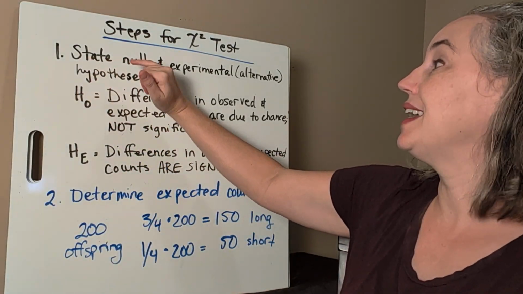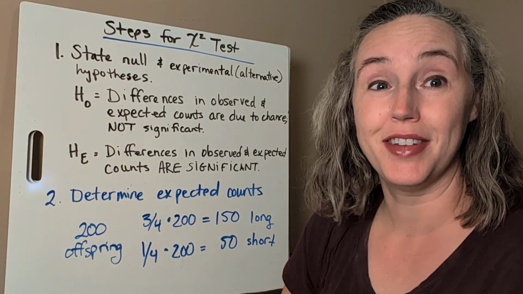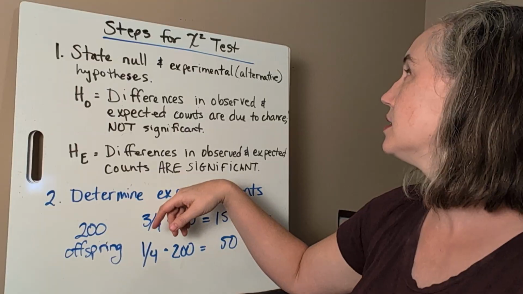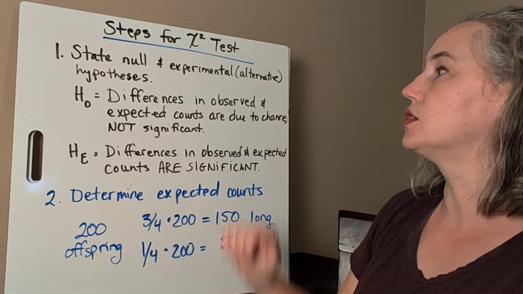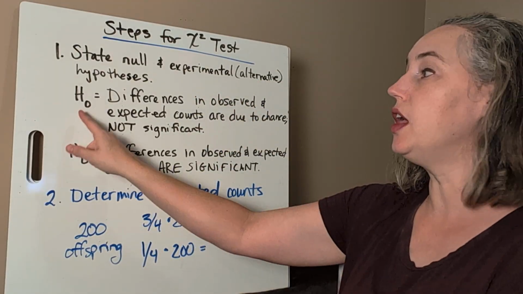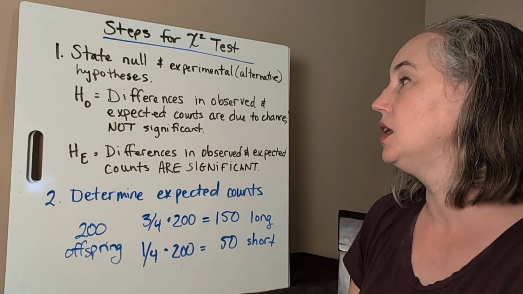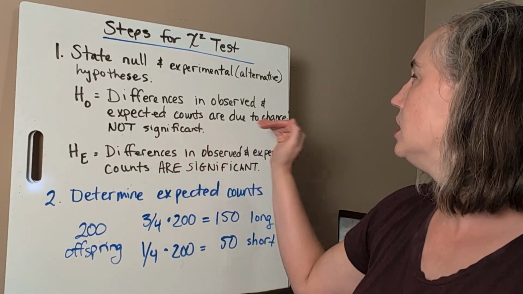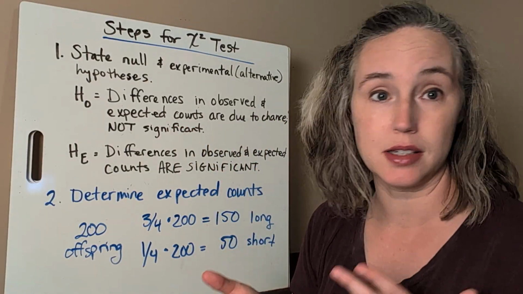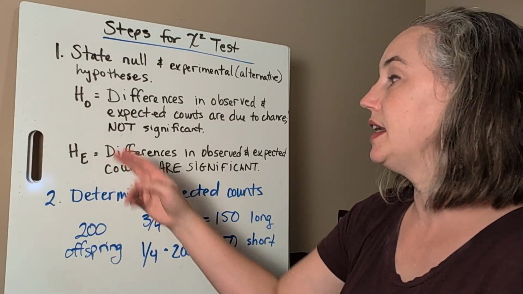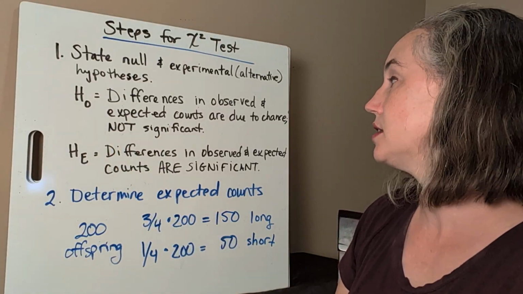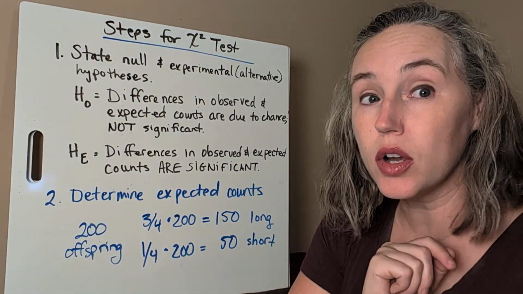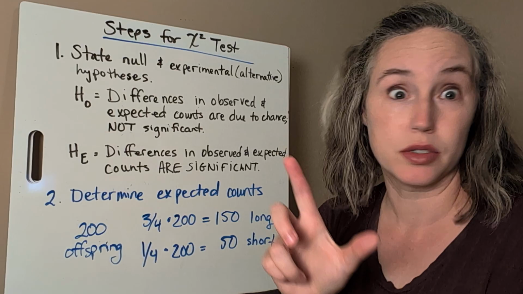First, we're going to state the null hypothesis. I did a video on that last week. Check back on the channel for more on the null hypothesis. And an experimental or alternative hypothesis. The null hypothesis, or H sub 0, would state that the differences in the observed and the expected counts are due to chance, and it's not statistically significant. The experimental or alternative hypothesis would state that the differences in observed and expected counts are significant. So maybe there's something going on.